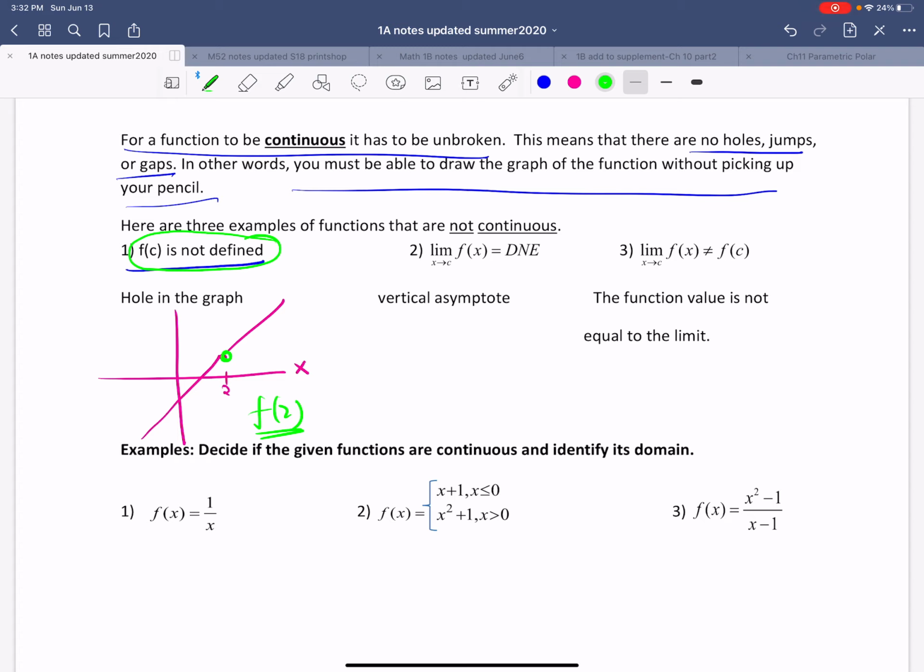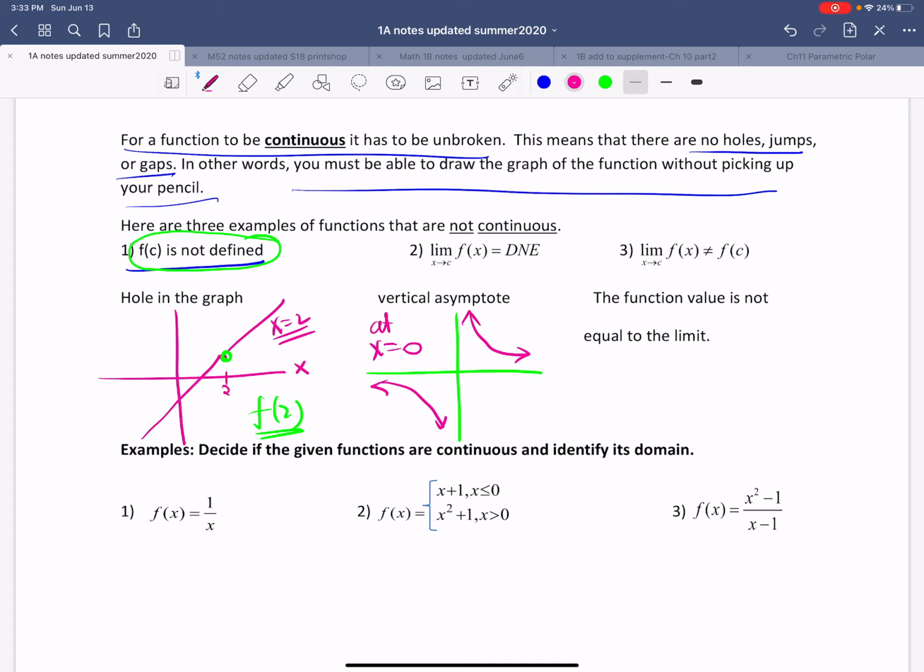Next, we have the case where the limit as x approaches c of f of x does not exist. We could have many examples. Here's one example, at x equals 0. At x equals 0, I have a vertical asymptote. From one side, I'm going to positive infinity. From the other side, I'm going to negative infinity, and the limit does not exist.